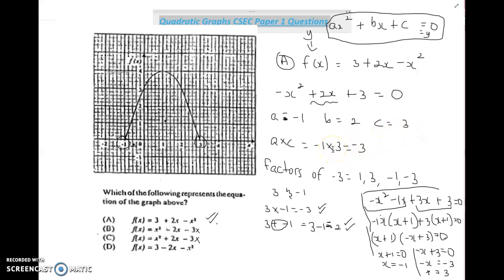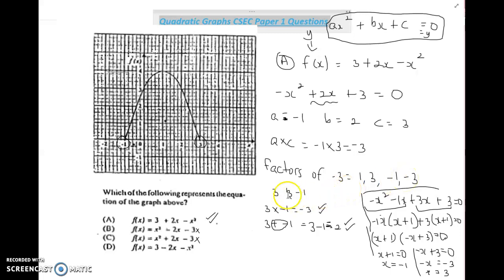The next thing we need to do is take a and c, those two numbers, and multiply them by each other. So a times c is negative 1 times 3, which is negative 3. From there, we need to write down the factors of that number. The factors of negative 3 are basically the factors of 3, which are 1 and 3, and then the negatives of them, negative 1 and negative 3. So these are the factors of negative 3, right?